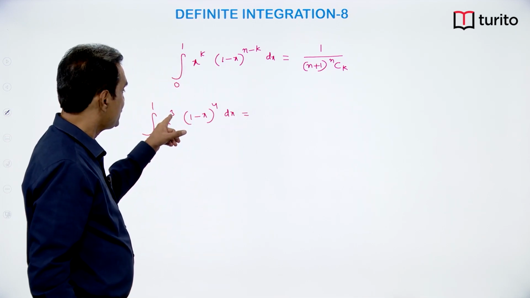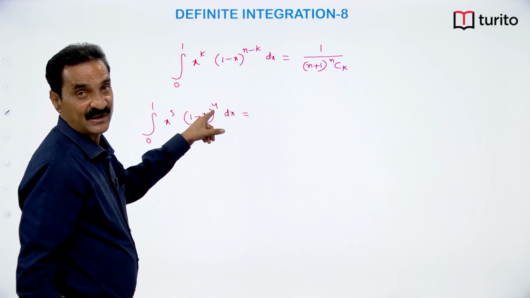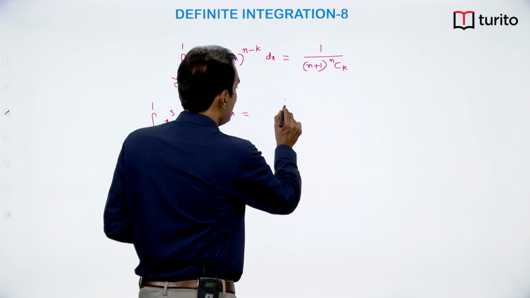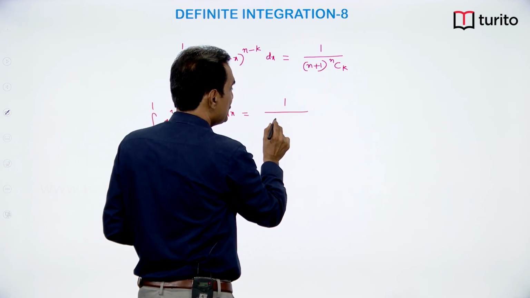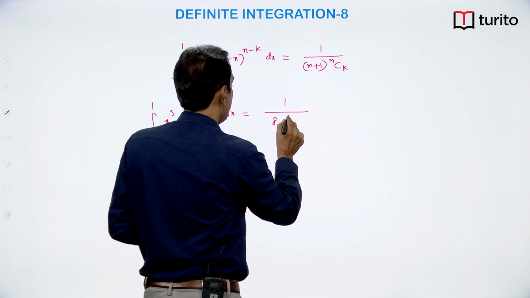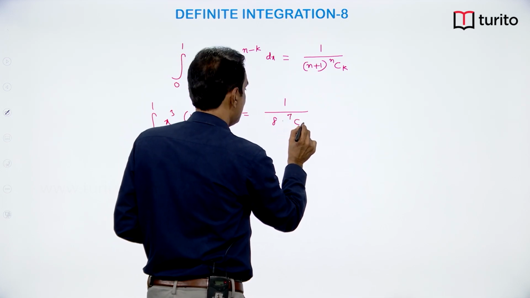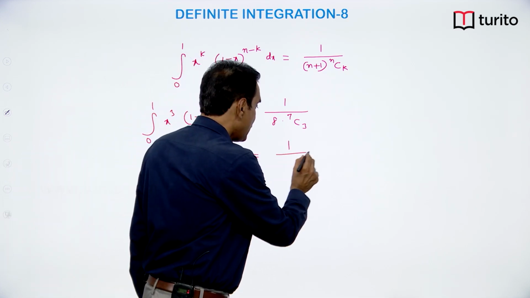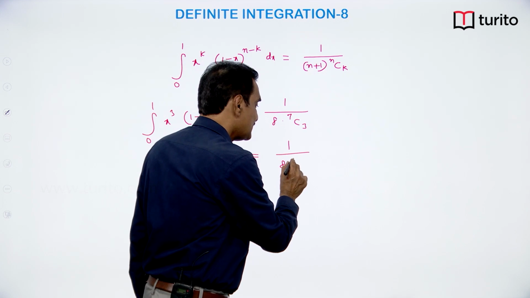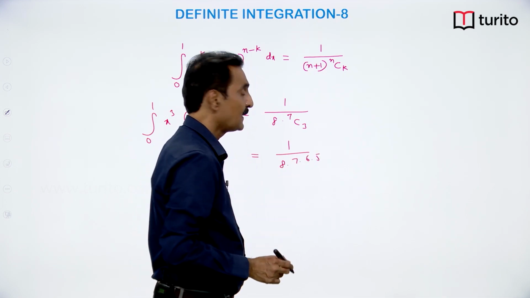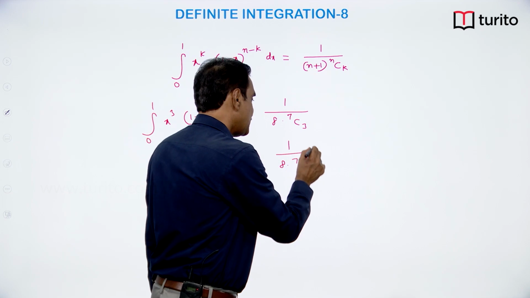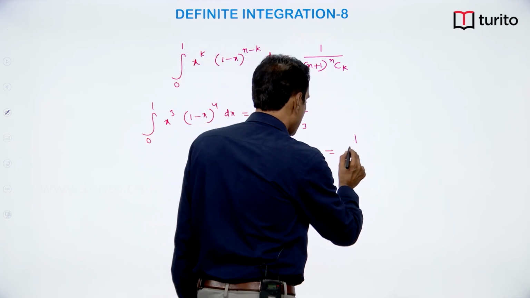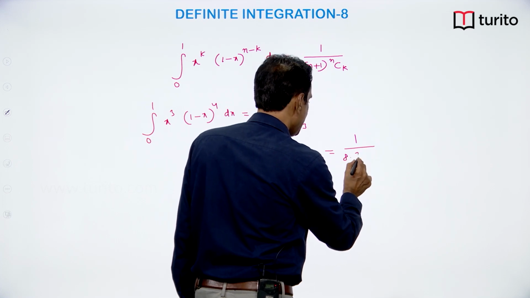Then this is k, this is n minus k. So what is n? n will be 7. So what is the value of this? 1 by n plus 1 means 1 by 8 into 7C3. Then it is 1 by 8 into 7C3, which is 7 into 6 into 5 by 3 factorial. 3 factorial means 6. So, what are you getting? 1 by 8 into 7 into 5.